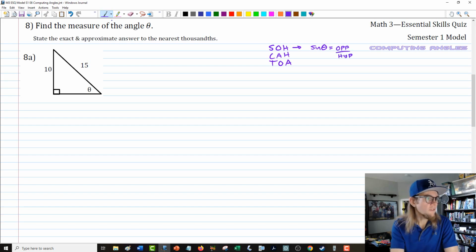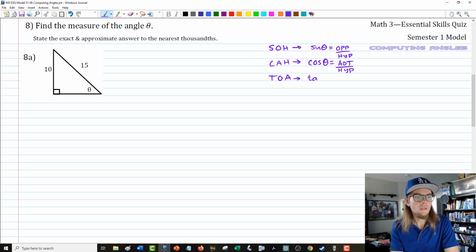And I should probably give us a little bit more space here in order to do all of these. I sort of got excited and started to put them all together. But basically, sine is going to be opposite over hypotenuse. Cosine of theta, or cosine of an angle theta, we're just using theta as our angle, is going to be the adjacent over the hypotenuse. And then finally, TOA. TOA is going to be tangent of theta, and tangent is going to be the opposite over the hypotenuse.